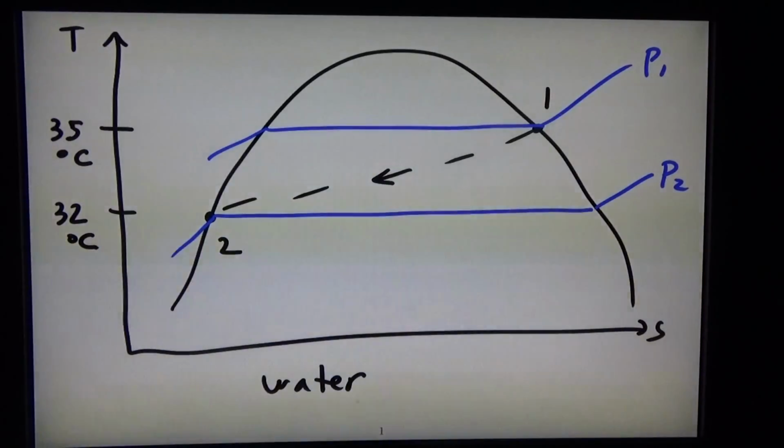So in this problem, we applied first law concepts and second law concepts to analyze an open system and determine the rate of entropy generation.